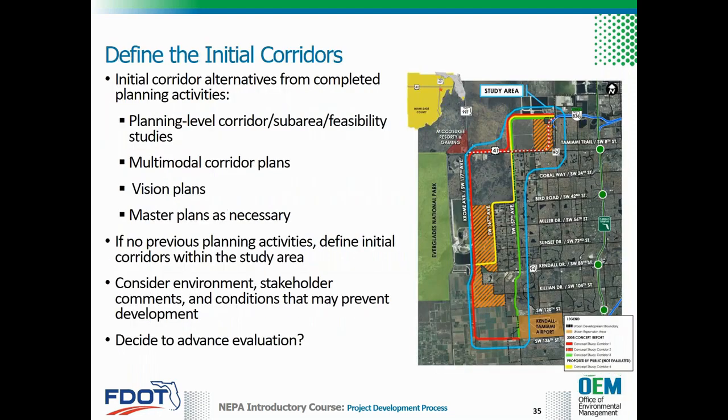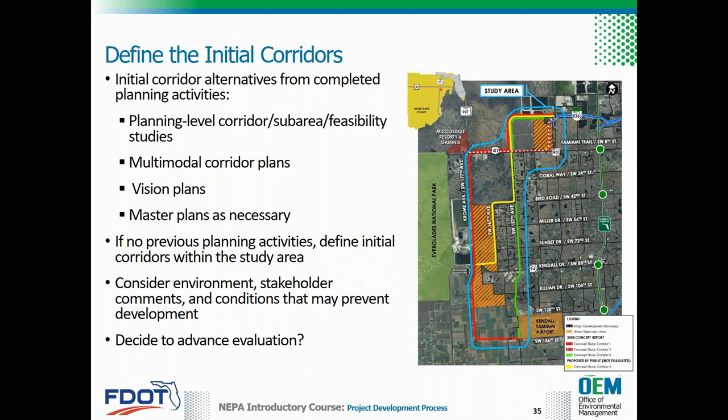Based on initial data collection effort, the district should identify and define a reasonable range of initial alternatives, including alternative modes that would address the project's purpose and need. The district should also consider corridor alternatives from previously completed planning activities such as planning level corridor, sub-area and feasibility studies, multimodal corridor plans, vision plans, master plans that might inform the ACE process.